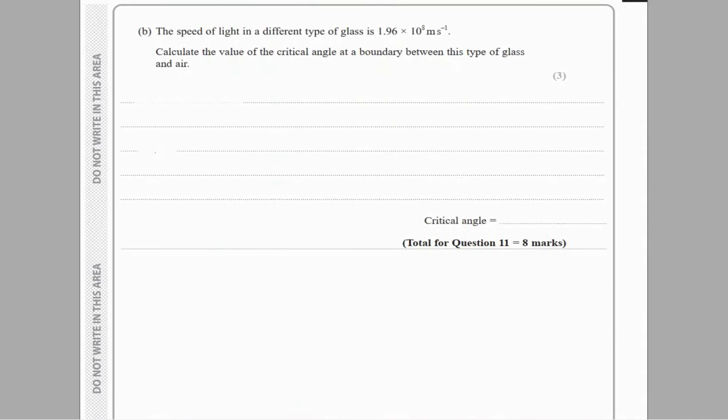Second part of the question says, the speed of light in a different type of glass is 1.96 times 10 to the power 8. Calculate the value of the critical angle at the boundary between this type of glass and air.